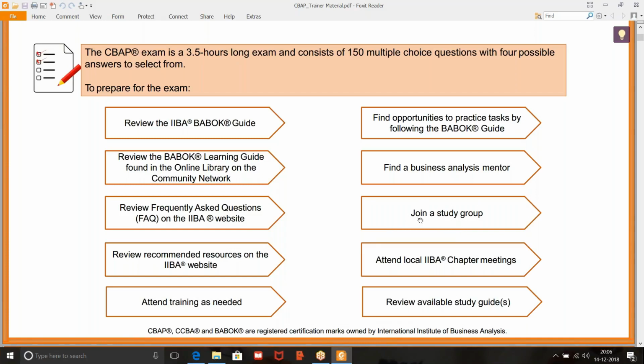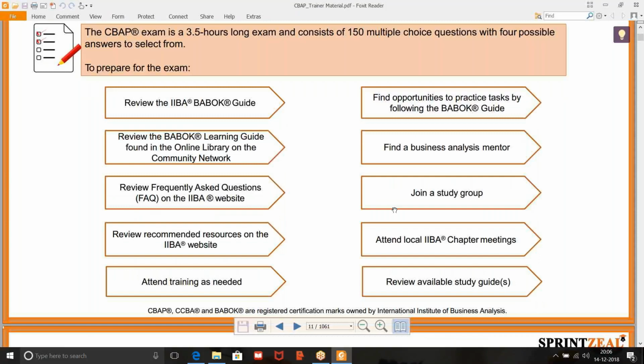Join a study group. I personally don't suggest this. It depends on your learning style. You get it fast when you are doing it yourself because you can vary your pace. And my schedule is pretty dynamic. I study on the trains, an hour here, an hour there at lunchtime.